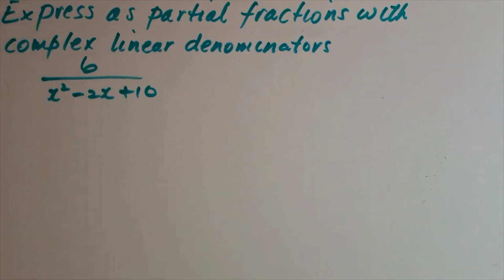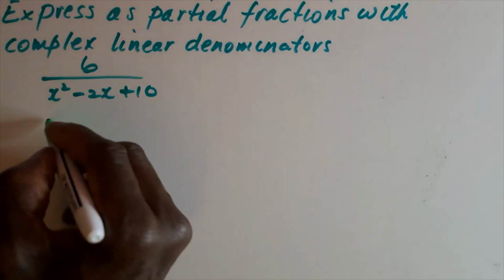Here's our last question, 6 over x squared minus 2x add 10. We need to first find the complex factors of the denominator, and then we can work towards expressing this as partial fractions with complex linear denominators.